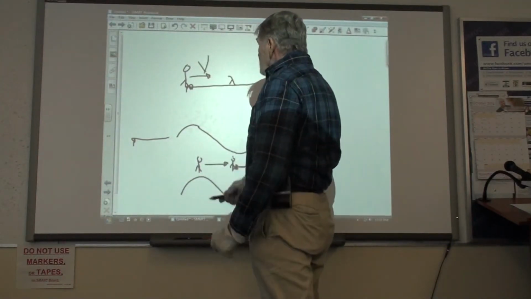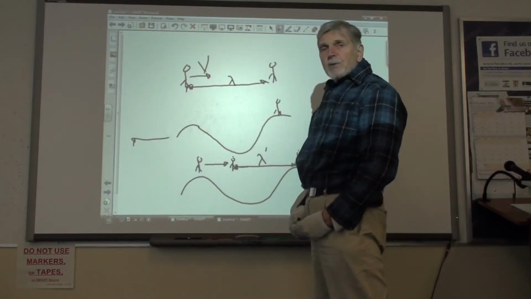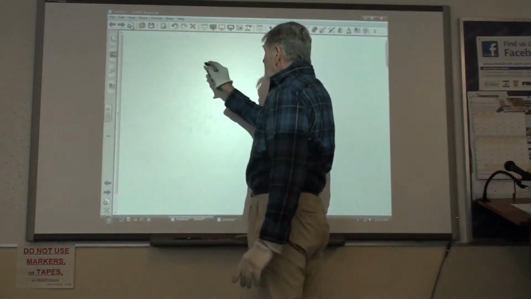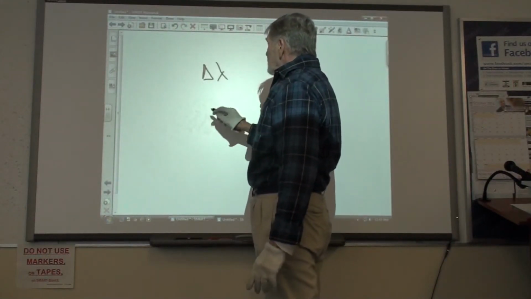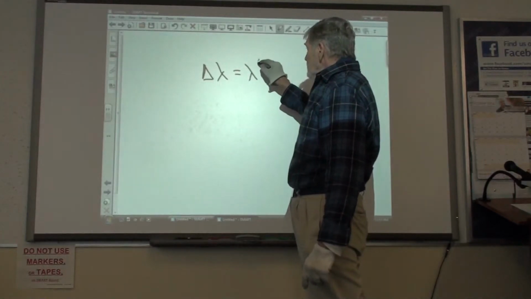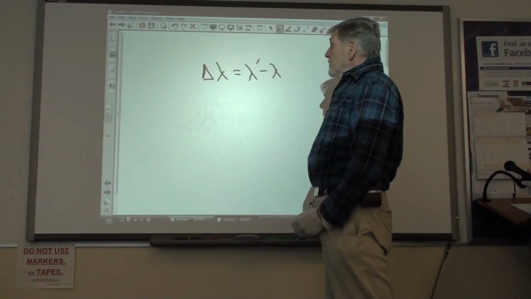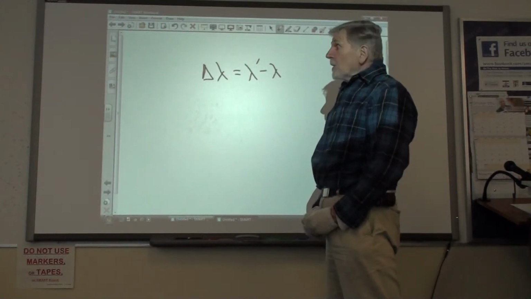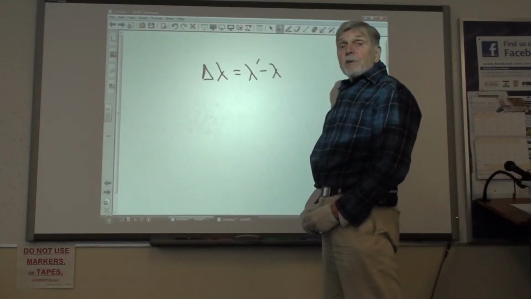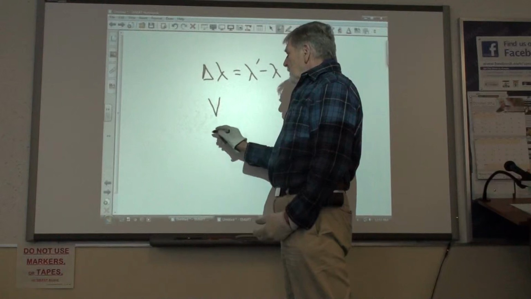So we call the velocity of the moving person, or the measuring device, capital V. And there is a shift in the wavelength, which we call delta, which stands for change. The change in the wavelength is the new wavelength minus the old wavelength. It's the amount that the wavelength has changed according to the fact that you're moving towards or away from a point on the wave. Now you are moving with a velocity v.